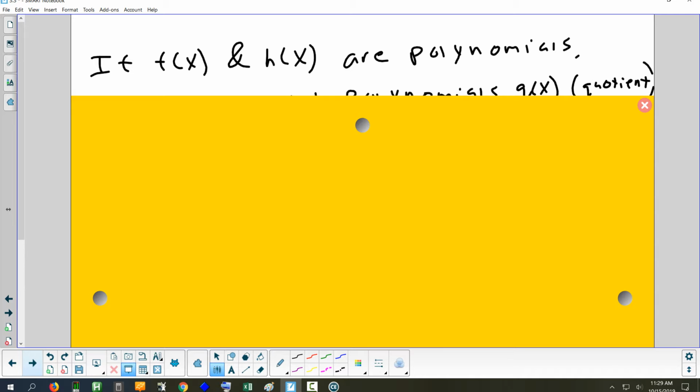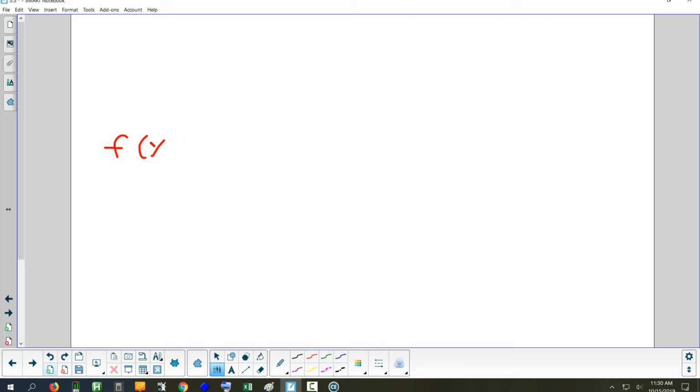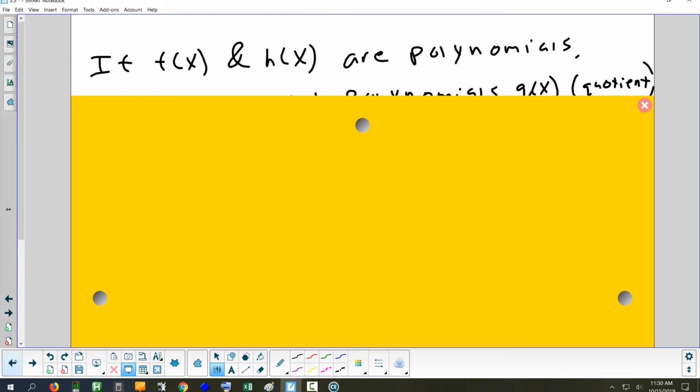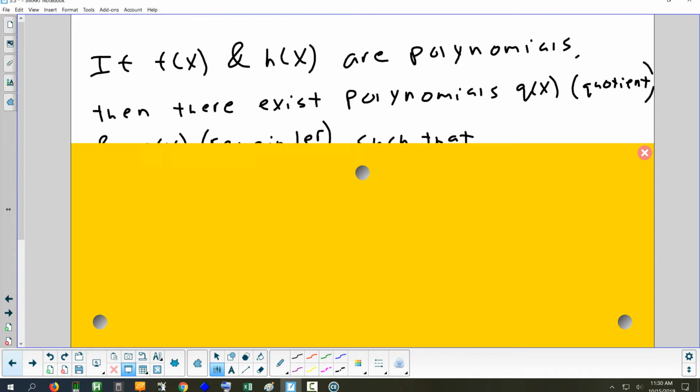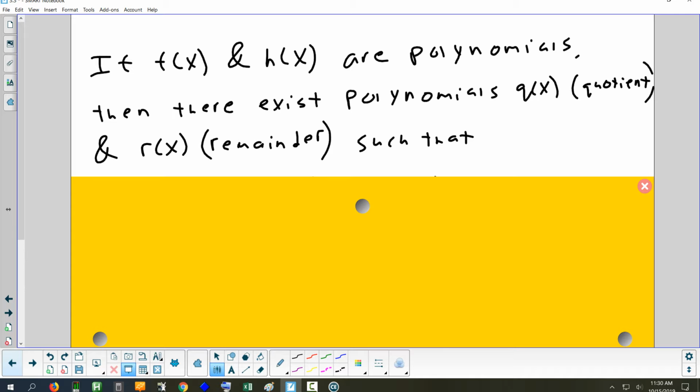All right, so I'm going to write something down. It's probably going to look a little confusing at first, but I'm going to show you numbers, just like I've been doing, and it'll make sense after that. So let's say you have 2 polynomials, f of x and h of x. Okay, f of x, and you're dividing it by h of x. When you divide them, you are going to get a quotient, and you're going to get a remainder.